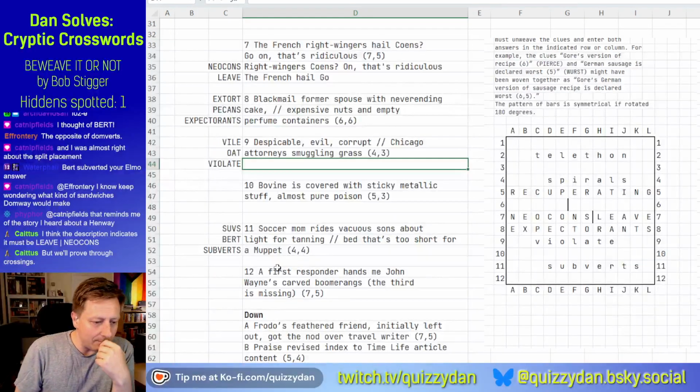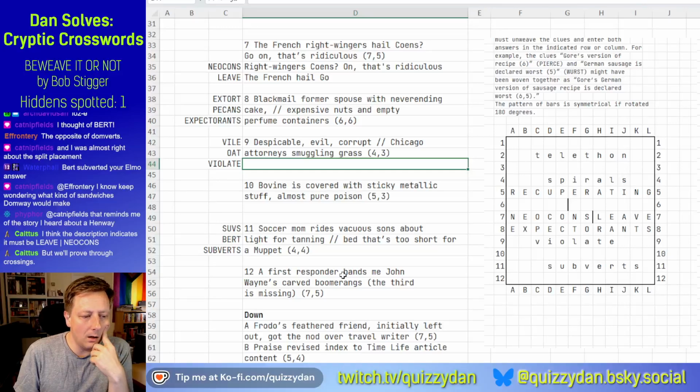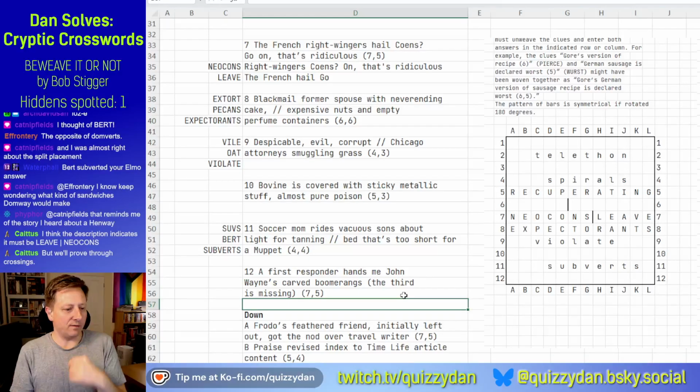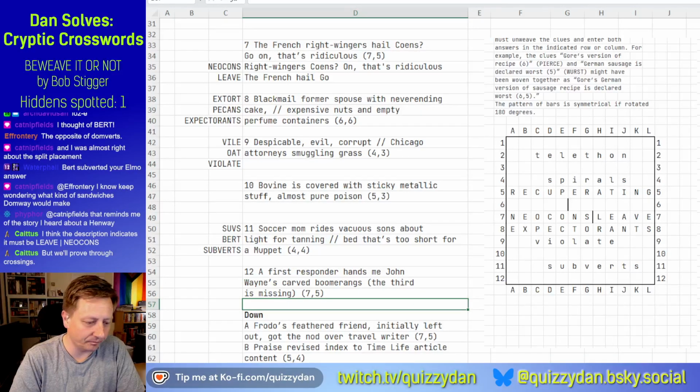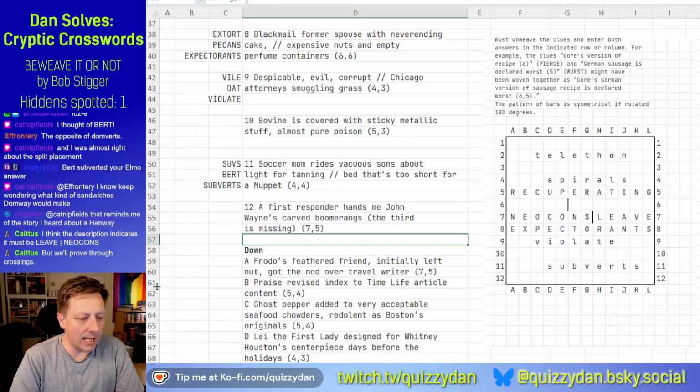A first responder, an EMT, hands me John Wayne's carved boomerangs. The third is missing. No, just going to run away from that. Going to run away from that. Okay, those are the acrosses.